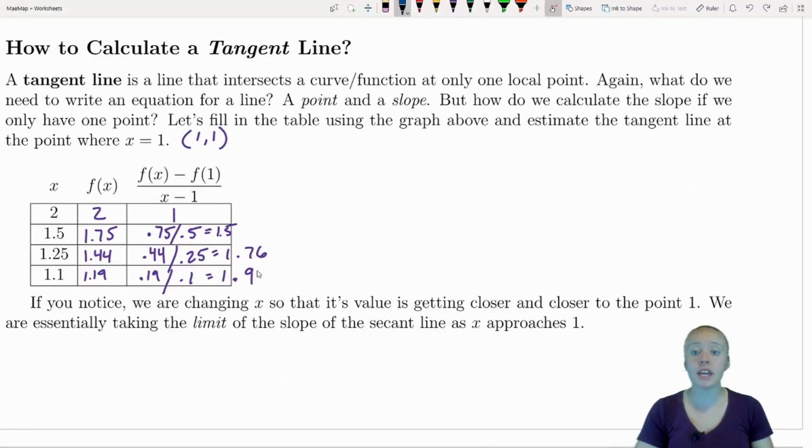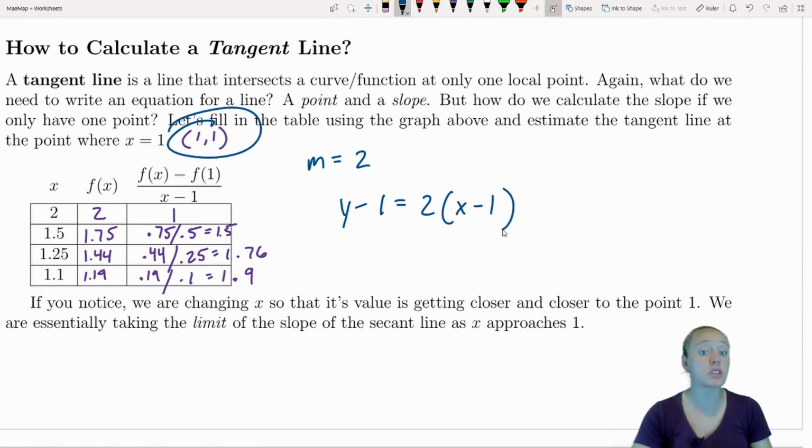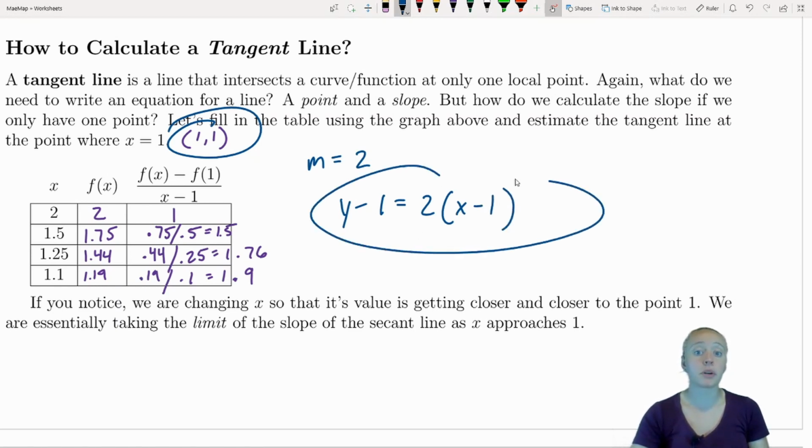So our slope, m, we could see that those numbers were getting closer and closer to 2. So I'm going to use my point 1, 1, because that is the point that falls on the tangent line, the only point that intersects the function on that tangent line. So we're going to have y minus y1, which is 1, and that's going to equal our slope m of 2 times x minus x1, which is also 1. This is point slope form.